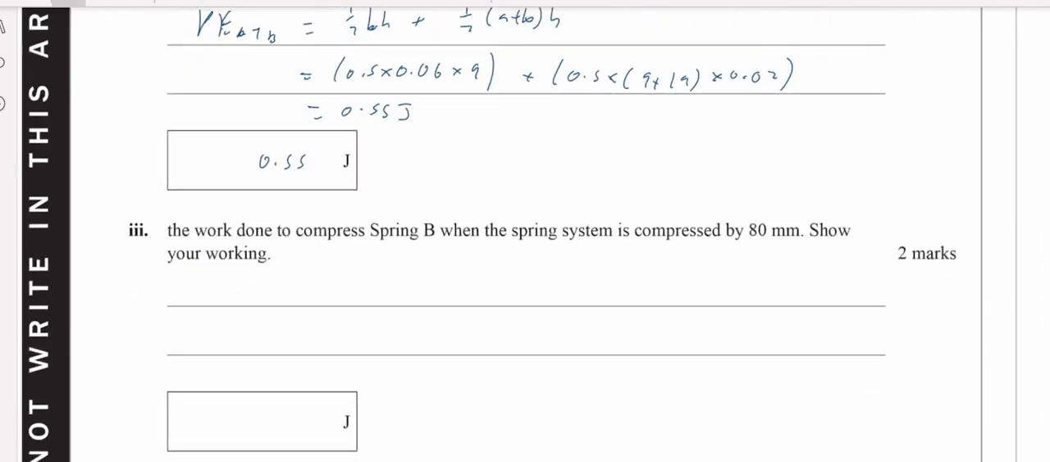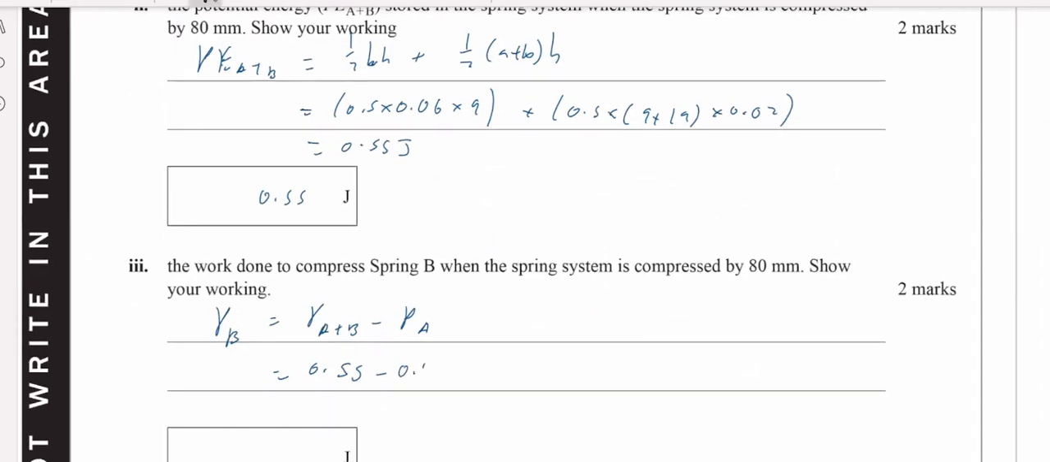The work done to compress spring B when the spring system is compressed by 0.08 meters. So for potential for B, it is the potential of A plus B minus the potential we found for A. This was 0.55 and A was 0.48. So 0.07 joules.